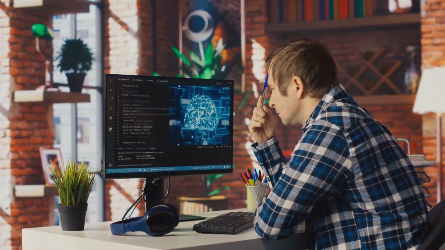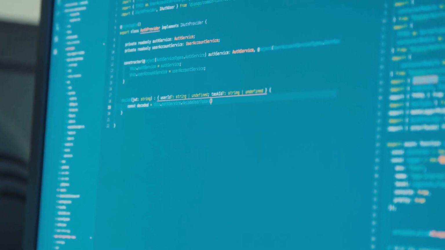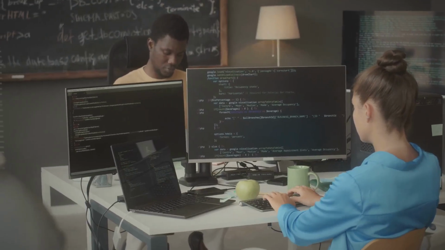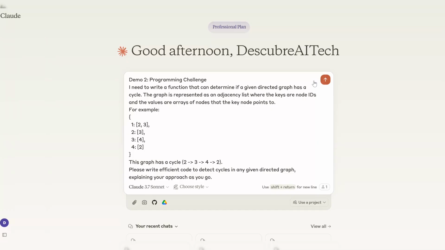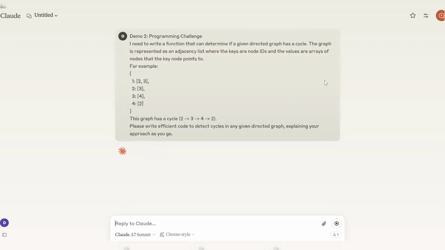Now let's test Claude on something every programmer struggles with, detecting cycles in a directed graph. This is the kind of algorithm question that trips up junior developers in interviews and can cause real headaches in production code. I'm giving Claude this challenge without any hints on how to solve it. Watch how it approaches the problem.